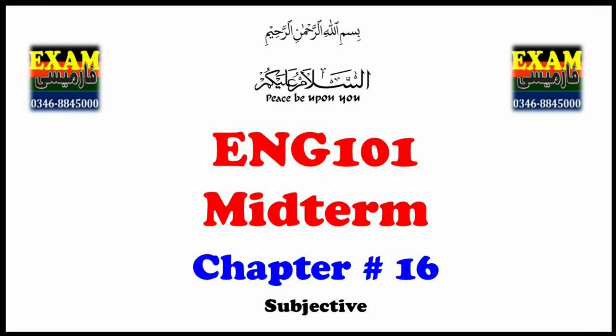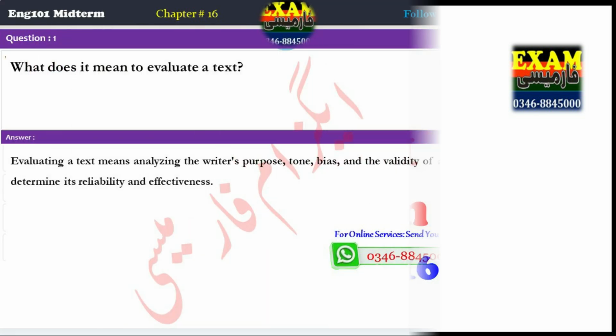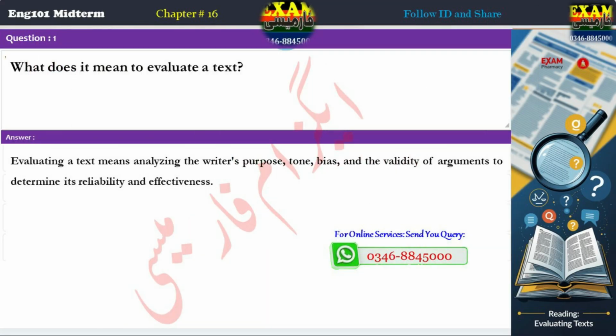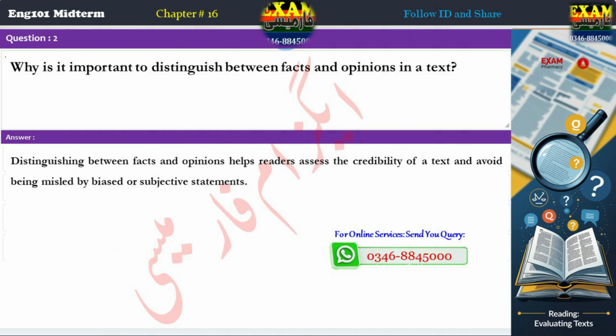Now let's begin the subjective portion. Focus carefully and take notes as we go through the key points. 1. What does it mean to evaluate a text? Answer: evaluating a text means analyzing the writer's purpose, tone, bias, and the validity of arguments to determine its reliability and effectiveness.